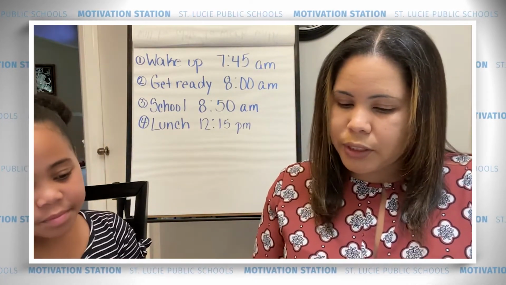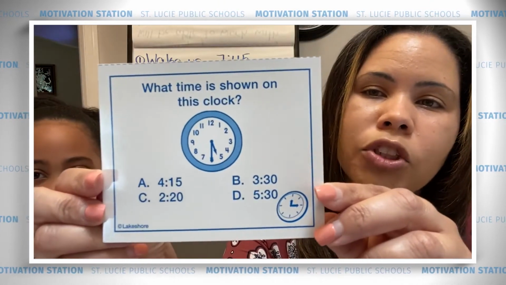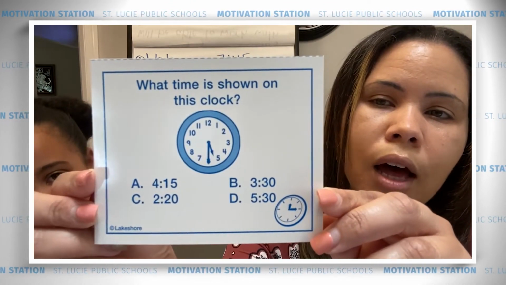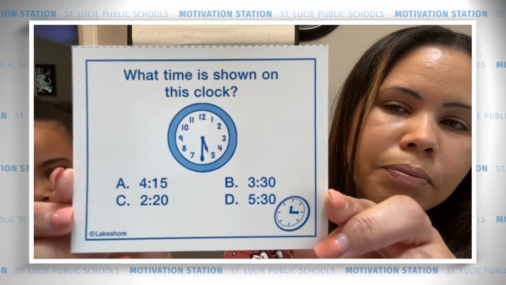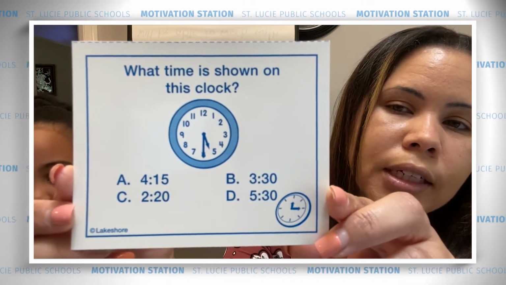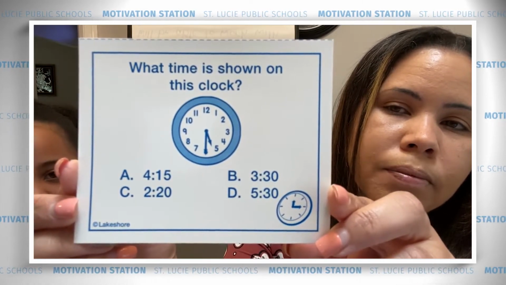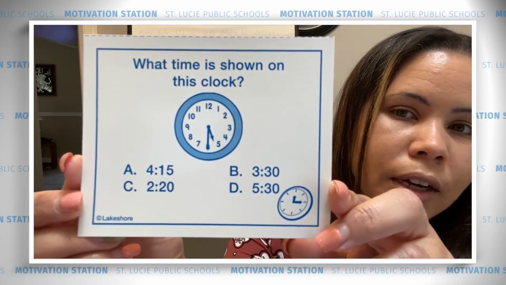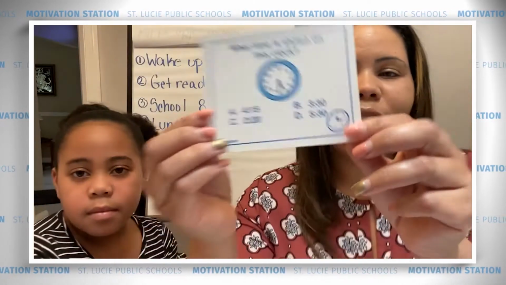Ooh, this is multiple choice. What time is shown on the clock? What time is shown on this clock? Look at your hour hand. Look at your minute hand. A, 4:15, B, 3:30, C, 2:20, or D, 5:30. Are you thinking? Is your sibling or your parents thinking too? Can you get it before them? If you said D, 5:30, you are correct.